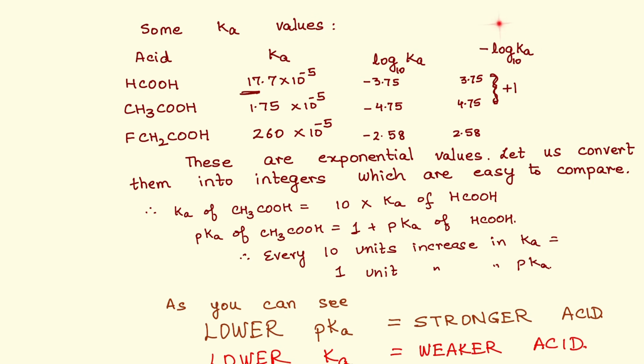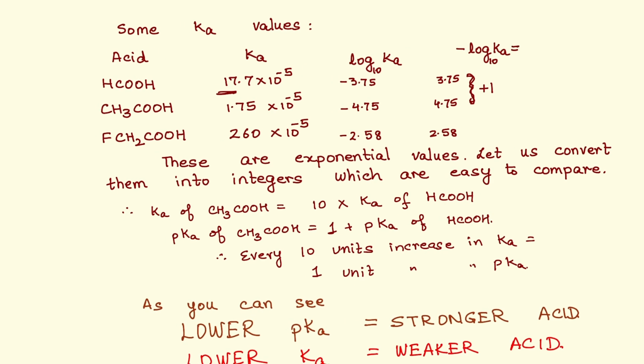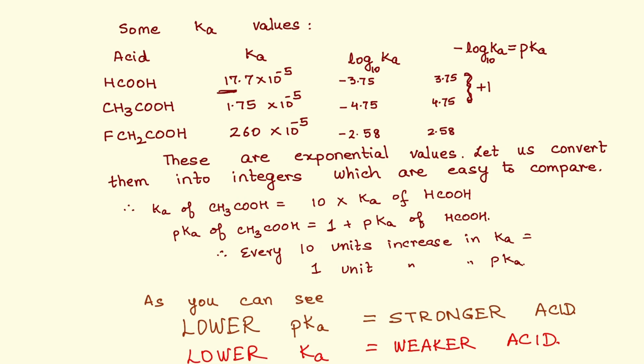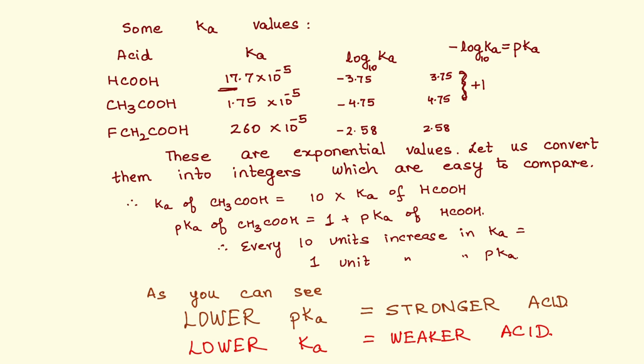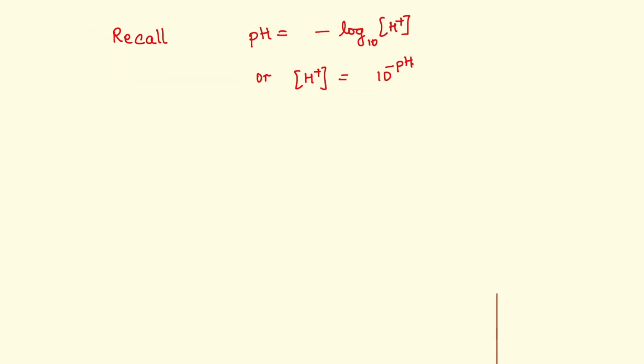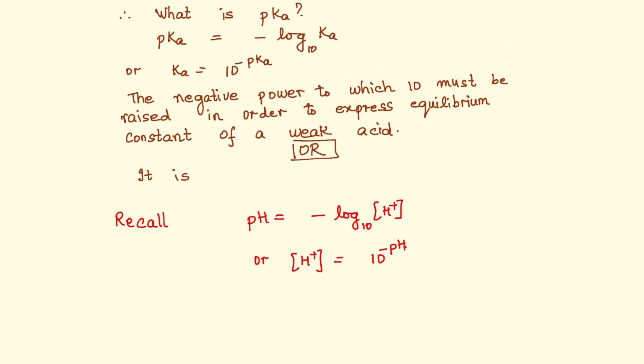Now this negative log of Ka to the base 10 is a little difficult to say every time. So what we do is we call it pKa. You remember studying about pH. What is pH? pH, we said, is the negative log of hydrogen ion concentration to the base 10, or it is the negative power to which 10 must be raised in order to express the hydrogen ion concentration. So in the same way, we will define pKa, negative log of Ka to the base 10, or the negative power to which we must raise 10 in order to express the equilibrium constant of a weak acid.